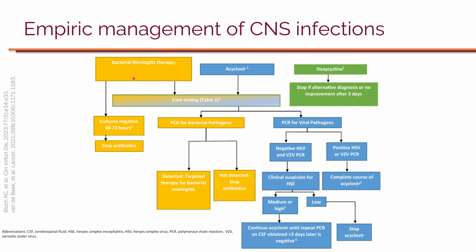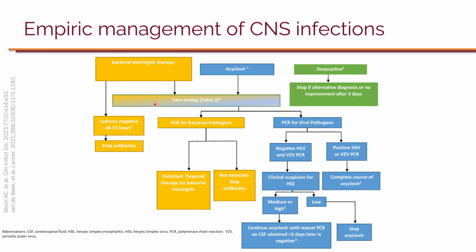So here's what the overall picture looks like. So if somebody has bacterial meningitis, therapy is started. If viral infection has not been ruled out, acyclovir will also be started along with bacterial meningitis therapy. In this picture, you will also see doxycycline in case there are tick-borne diseases. Doxycycline does not have a role outside of that.